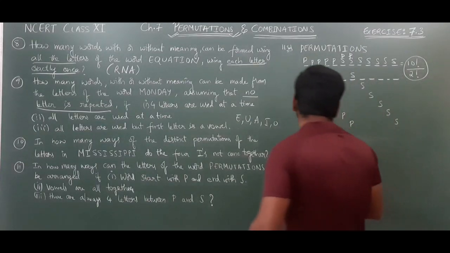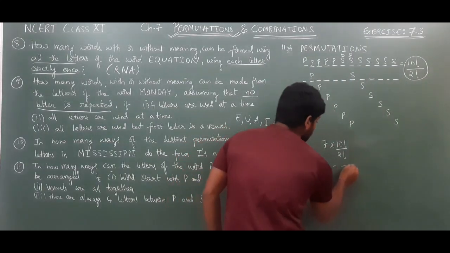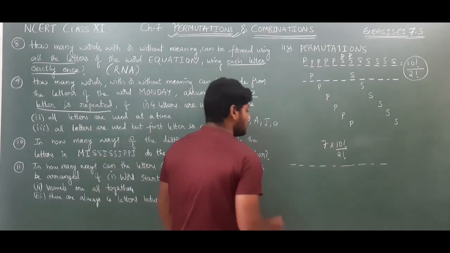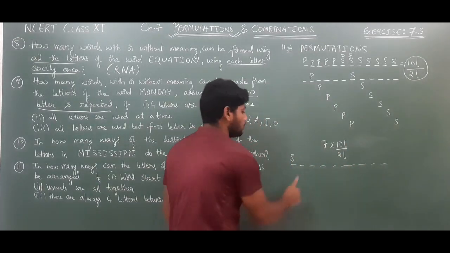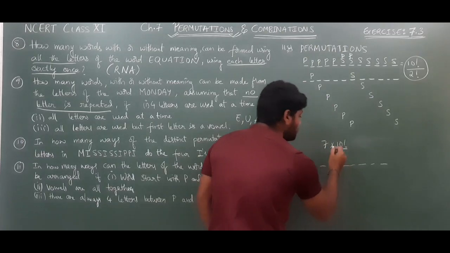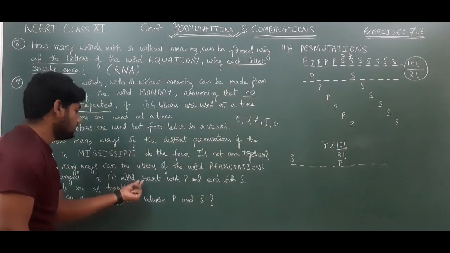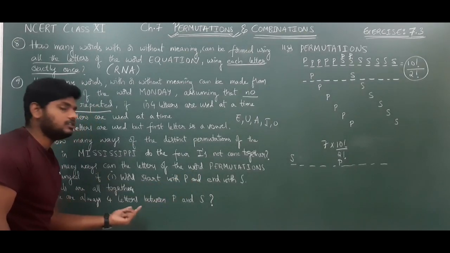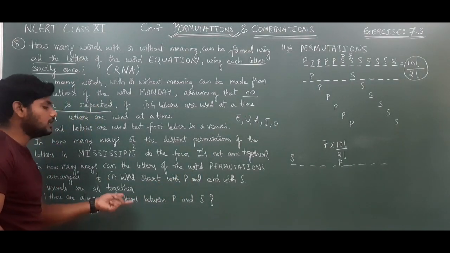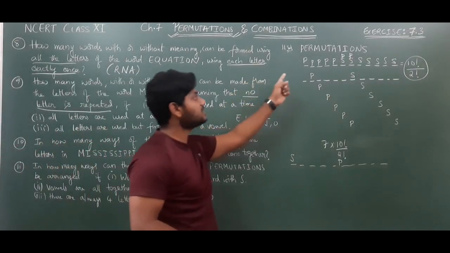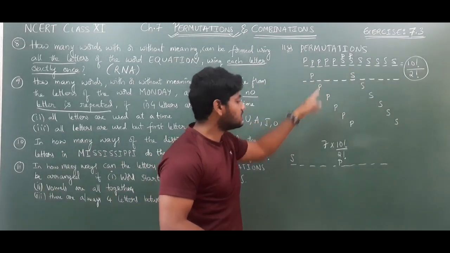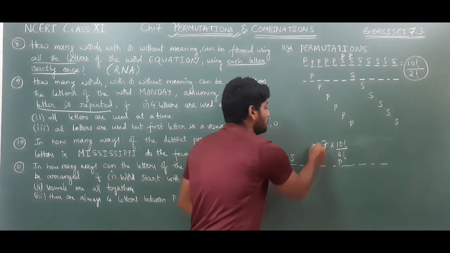Now I will tell another case. Out of those 12, if S is at first place, 1, 2, 3, 4, P will be here. Right? They did not say start with P and end with S. They did not say that here. There are always 4 letters between P and S. If P comes first and S next, it is 7 into 10 factorial by 2 factorial.